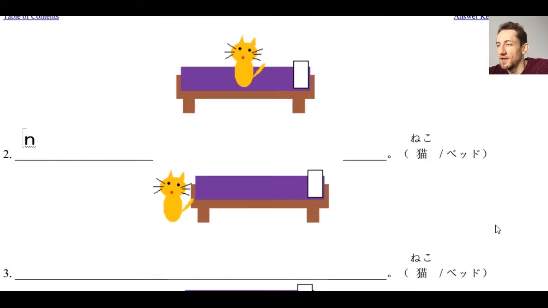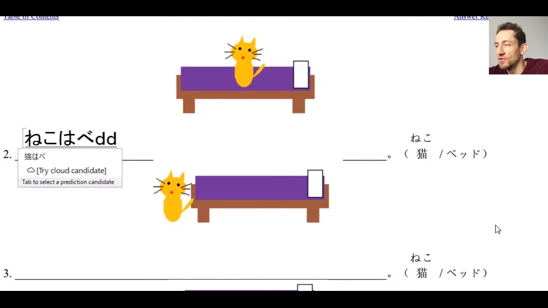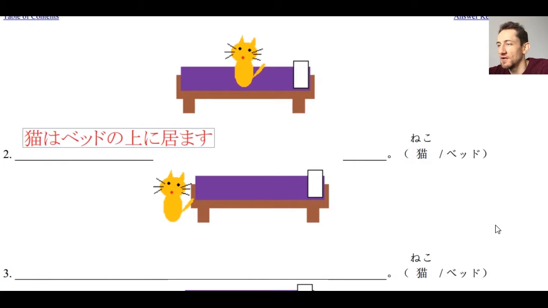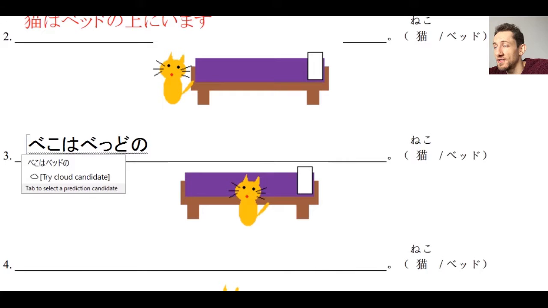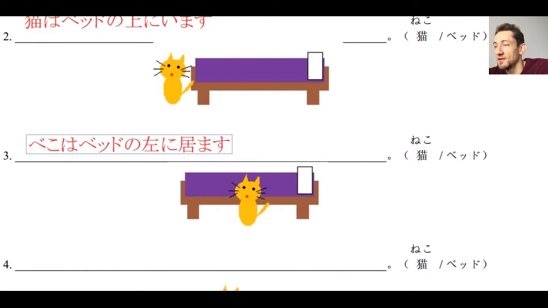So we have 猫はベッドの上にいます. Of course, the cat is a living thing, and we'll use the hiragana character い. And number 3, 猫 and ベッド. Here we have the cat is to the left of the bed. So that would be 猫はベッドの左にいます.